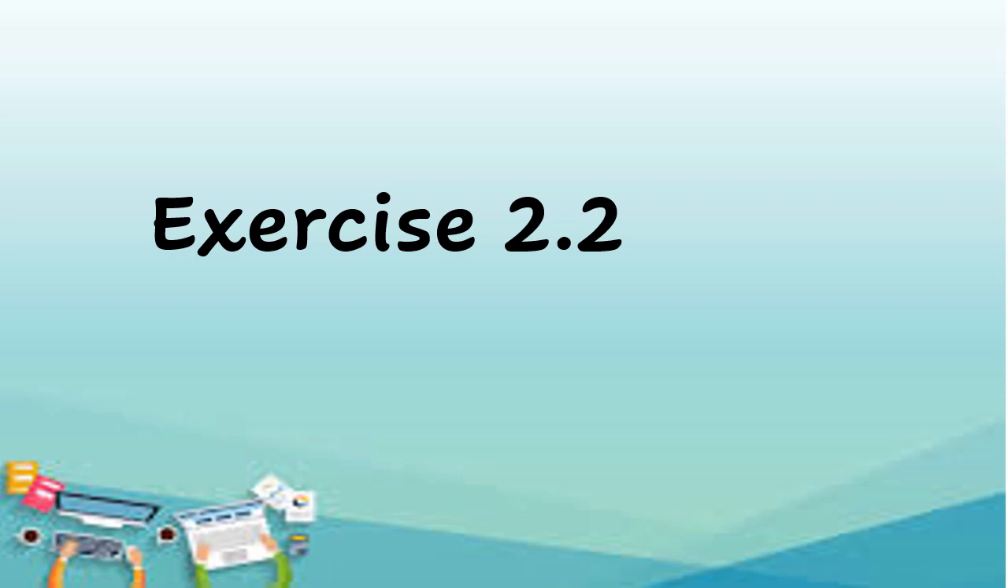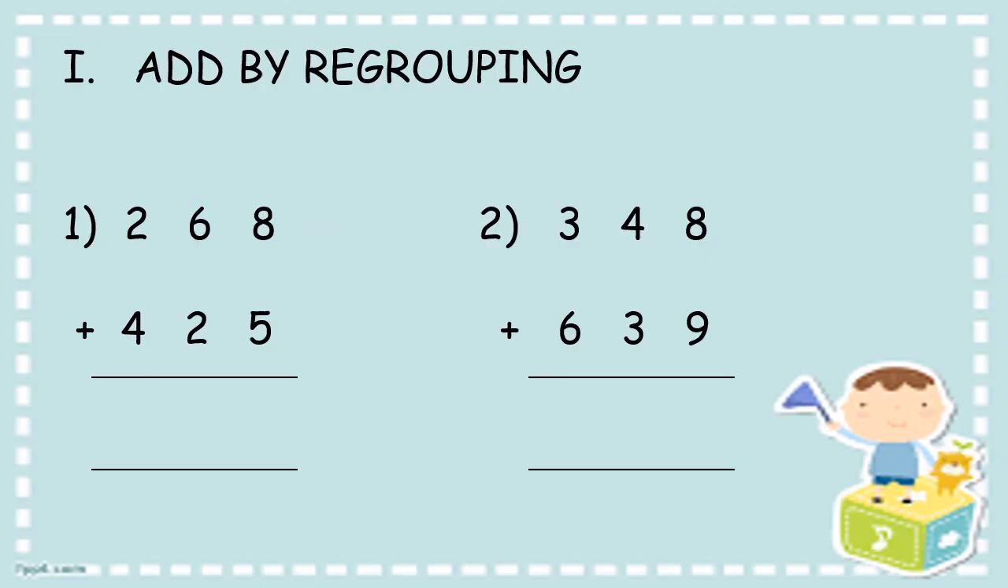Let's see the sums in exercise 2.2. The first sum, we have to add the numbers 268 plus 425. First, what we have to do? We have to add the ones place value. Ones place value is 8 and 5. 8 plus 5 is equal to 13. In 13, 1 ten and 3 ones are there. So we have to write 3 ones here.